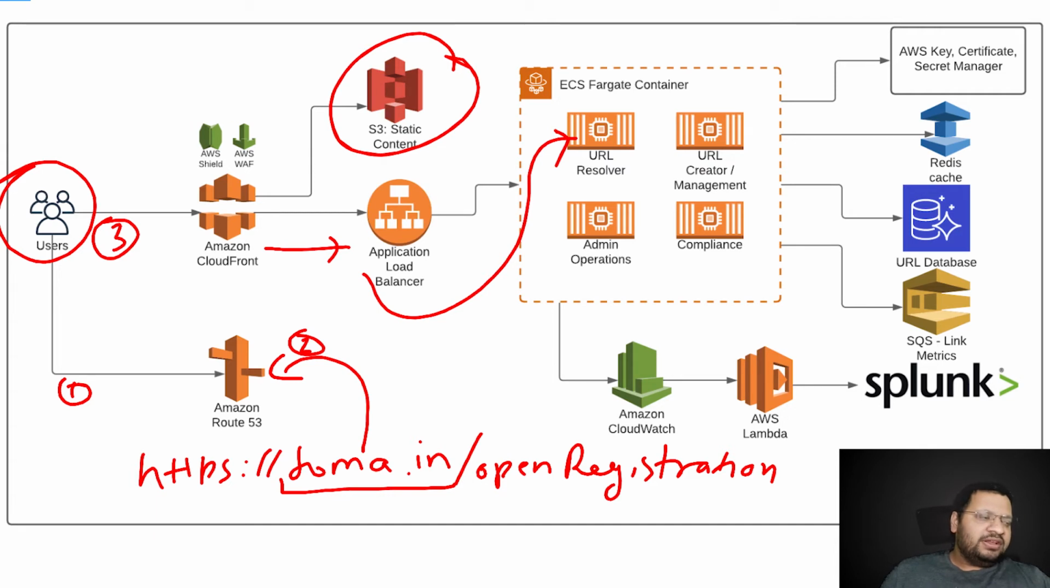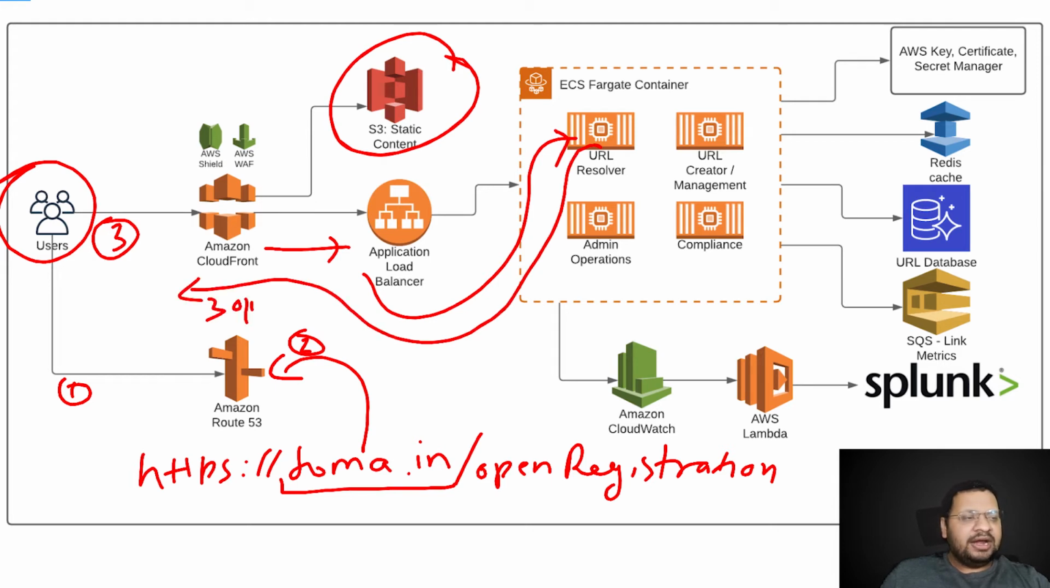Now, the URL resolver is the actual system or a service that is running. It will connect with the database. It will try to identify, okay, this is the short code. What is the actual URL that I need to open for this? That URL will be returned back to the client, and it will send a 301 redirect, and the user would be sent to the actual URL via 301 moved redirection.